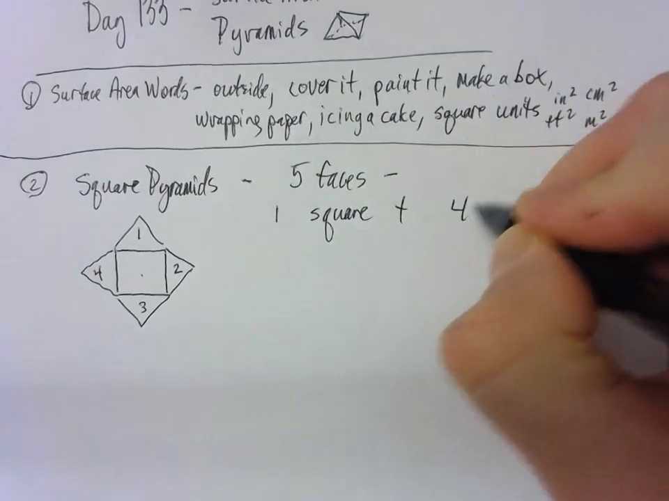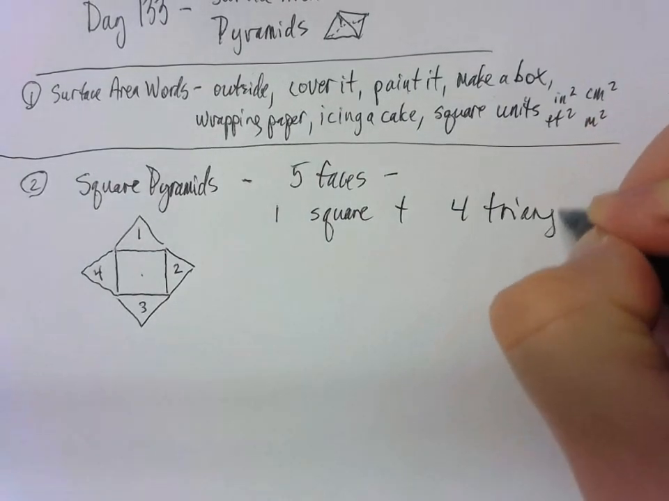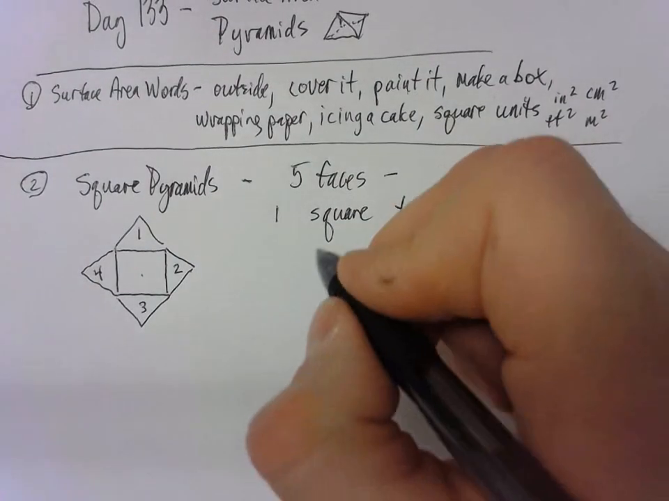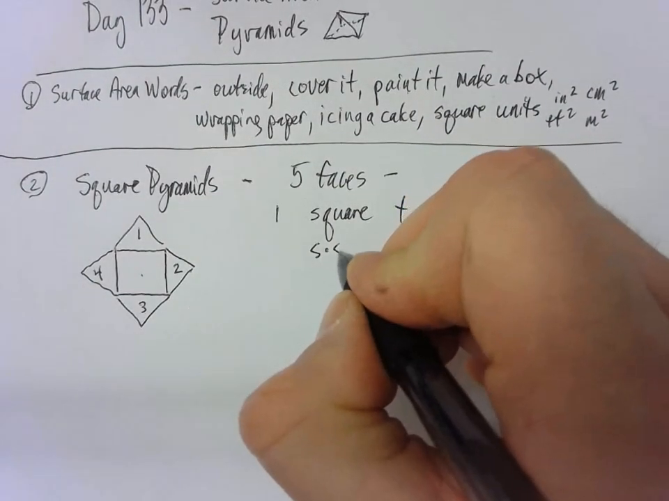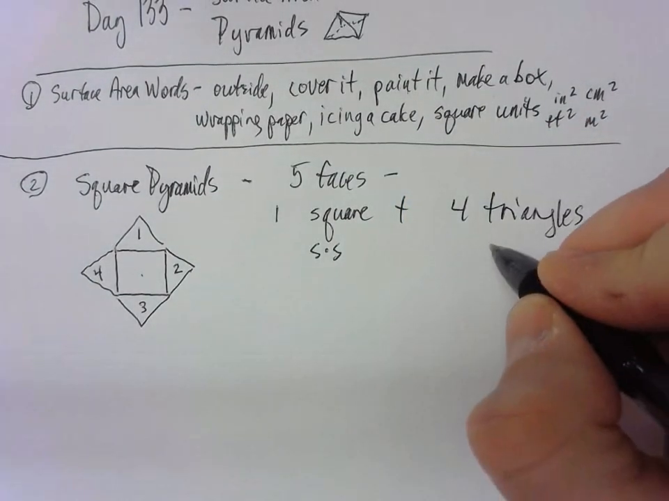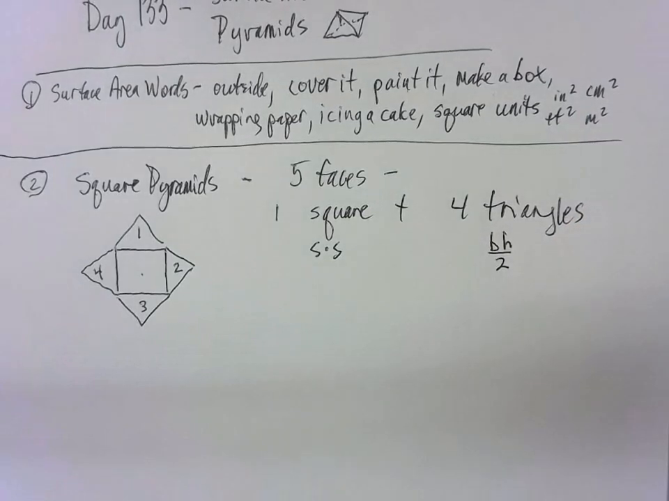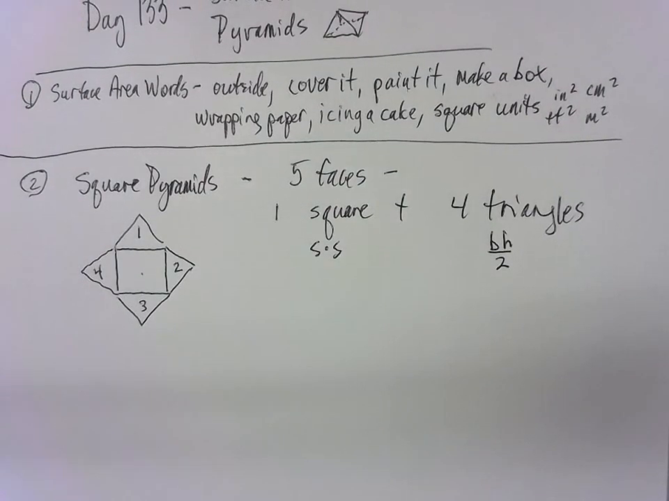So you got one square plus 4 triangles. If you remember the square area formula, to get the area of a square, it's side times side. To get the triangle area, it's base times height divided by 2. And then we'll talk about how to do that.